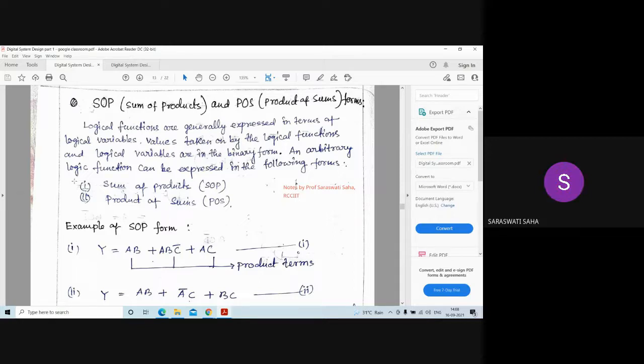So if you can remember the truth table or logic of the XOR gate, then you can also write the truth table of the XNOR gate very easily, because it is a complement of the XOR gate.